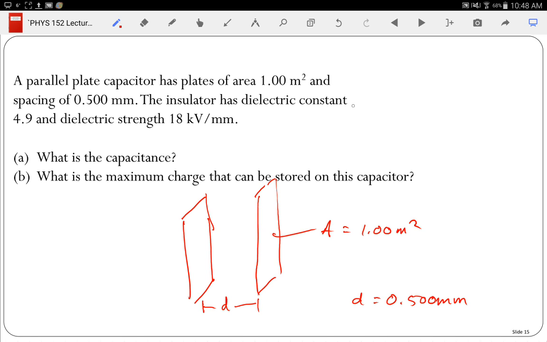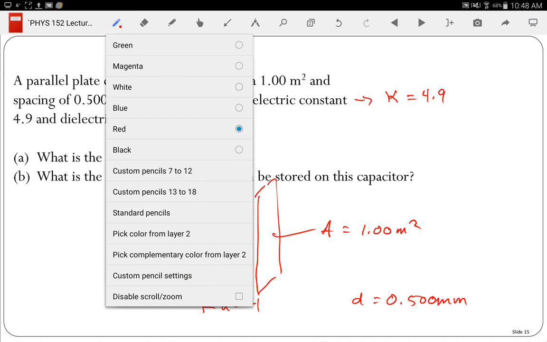What symbol do I use for that? Kappa, actually. I know you say K because it looks kind of like K. It's the Greek kappa. And the dielectric strength is 18 kilovolts per millimeter. So my first question: what is the capacitance?